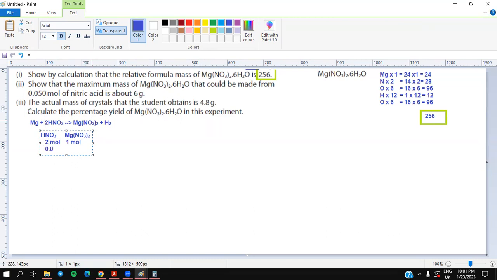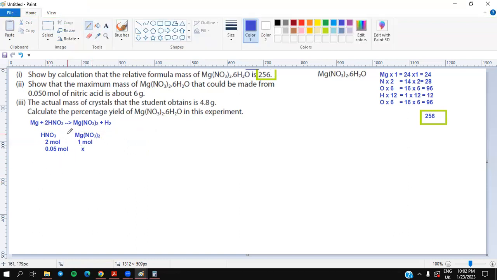If you use 0.05 moles of nitric acid, can you figure out how many moles of magnesium nitrate will be produced? The ratio is 2:1. The amount of magnesium nitrate formed is half of the nitric acid. It's seen here. 2 moles of HNO3 produces magnesium nitrate 1 mole. Therefore, 0.05 moles of HNO3 will produce how many magnesium nitrate moles? I make it x. It's a simple cross multiplication. We can multiply 2 by x and 0.05 by 1.